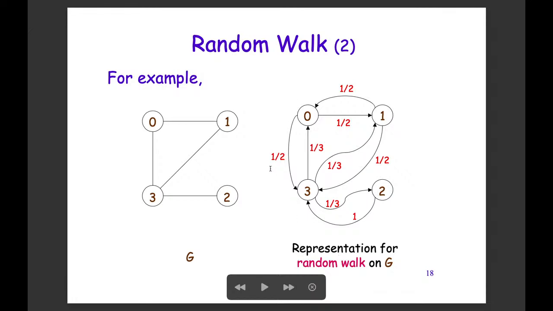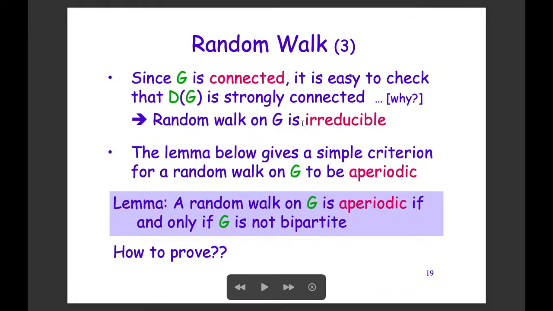And also, as long as there is one edge, okay, we don't consider a graph with nothing, that means that each vertex must be connected by some edge. So each vertex can also go back to itself by going through the edge and coming back. So each vertex can go to any other state, including itself. So it means that the graph is irreducible.